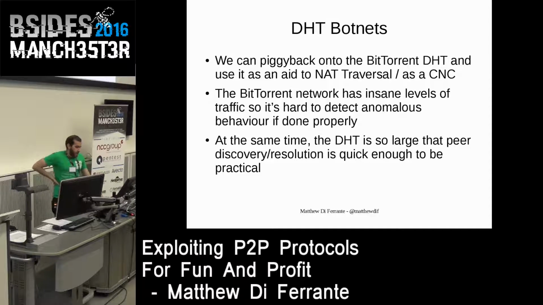Okay. So the scope of this talk, now that we've gotten through all the prerequisites, is that you can piggyback onto the BitTorrent DHT and use it to aid NAT traversal, or act as a command and control server. So NAT traversal, if you don't know, is the way that routers work right now.